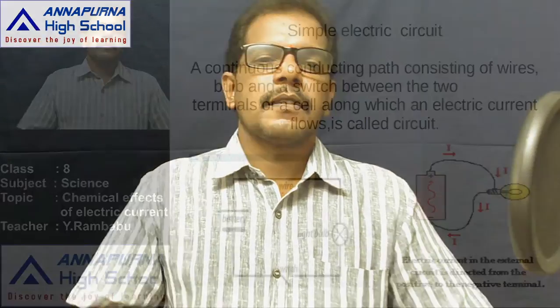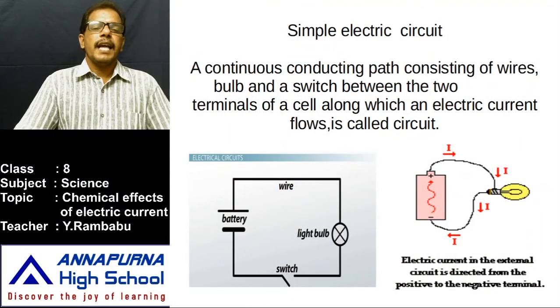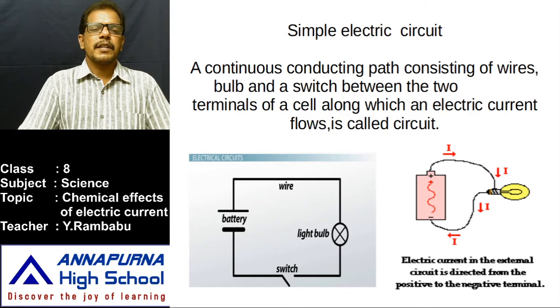In the previous classes, we have already started a chapter, that is, chemical effects of electric current. In that chapter, we have already learned what current electricity and static electricity are. Now we are going to learn other topics. Simple electric circuit. We have already learned what an electric circuit is in lower classes, and how to make this electric circuit you know very well.